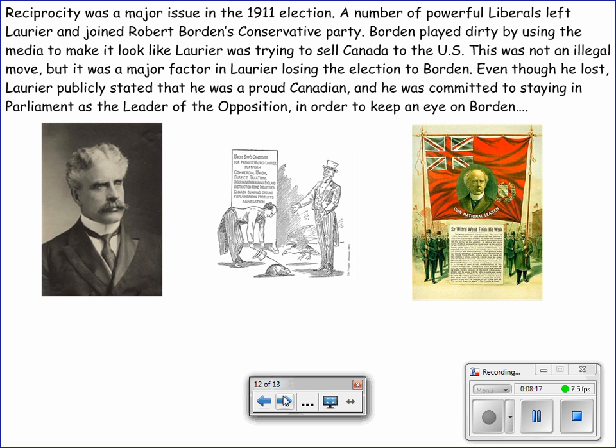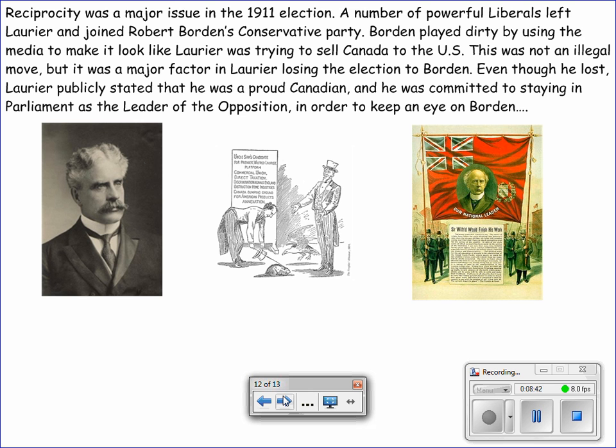Reciprocity was a major issue in the 1911 election. A number of powerful Liberals left Laurier and joined Robert Borden's Conservative Party. Borden played dirty by using the media to make it look like Laurier was trying to sell Canada to the U.S. This was not an illegal move, but it was a major factor in Laurier losing the election to Borden.